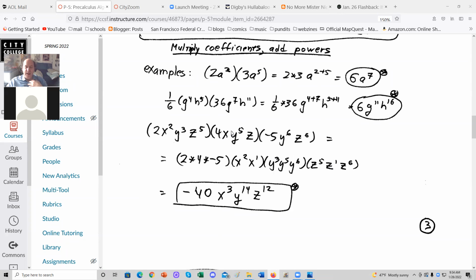This business is about x actually being x to the first, something you have to be careful about, because I've seen people multiply, and because there's nothing up here, it just disappears, which is a quick way to lose a point.